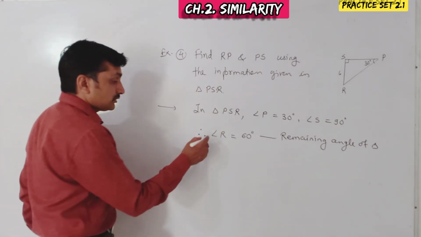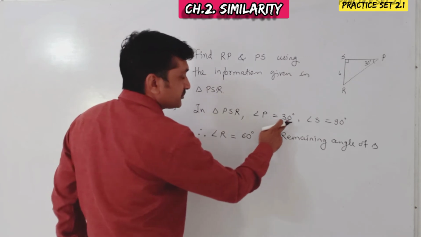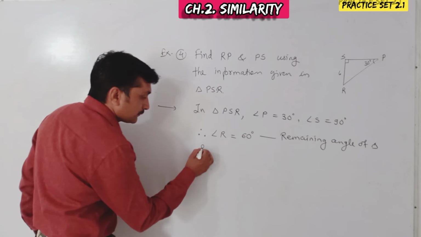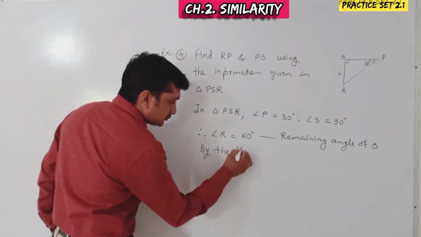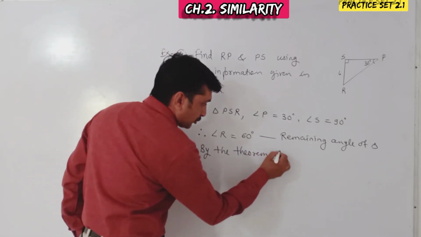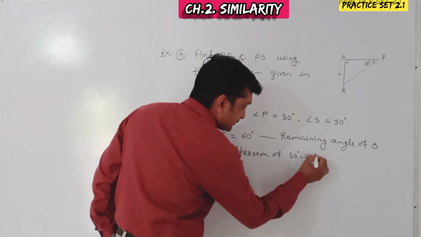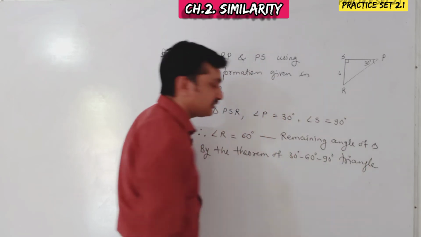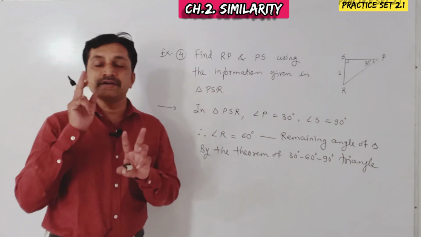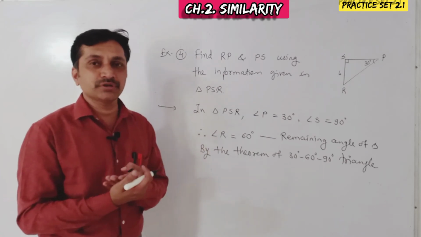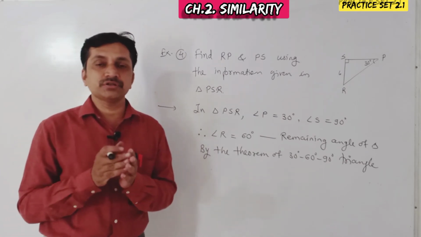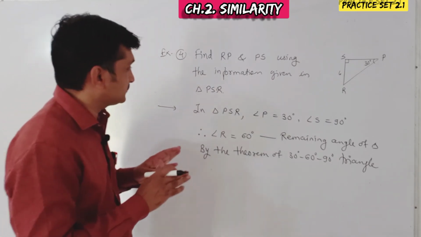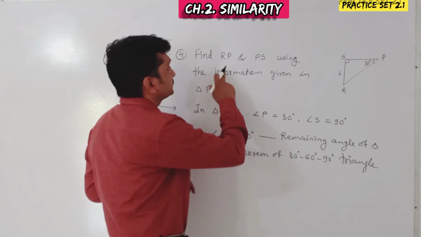Therefore this triangle is now of which type? A 30, 60, 90 degree triangle. Therefore we can write, by the theorem of 30, 60, 90 degree triangle. Now by this theorem we know there are two properties. One, the side opposite to 30 degrees is half of the hypotenuse, and second, the side opposite to 60 is root 3 upon 2 times the hypotenuse. By using this property or theorem, we have to find RP and PS.